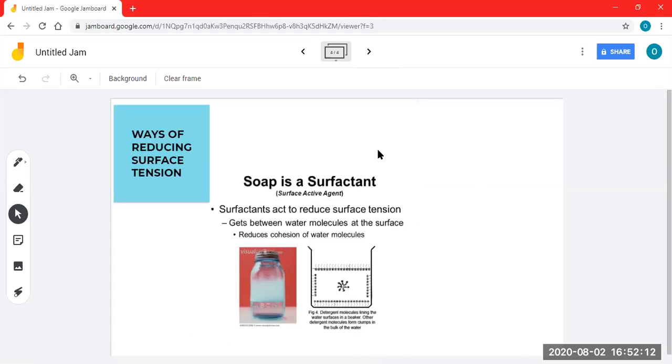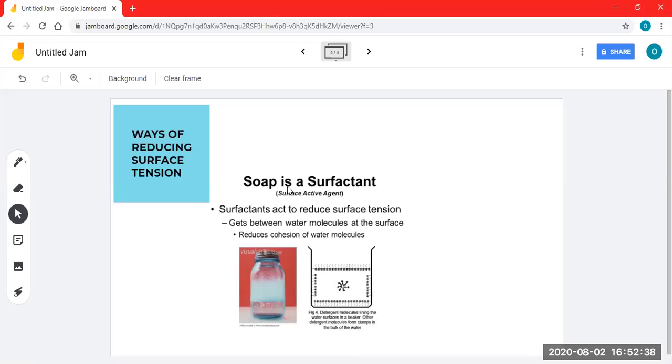There's something we call soap, which is a surfactant. That is a surface active agent. Now here I have it that a surfactant acts to reduce surface tension. We have so many surfactants that can reduce surface tension, but soap is one of them. They get between water molecules at the surface and reduce the cohesion of water molecules.